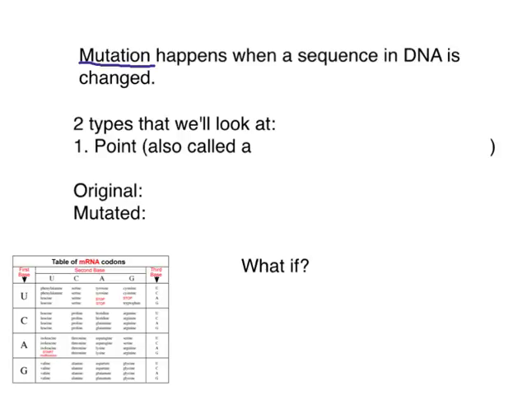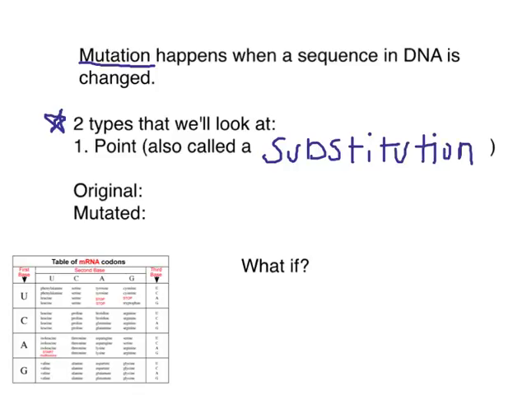There are two types we're going to look at, and I know your note sheet says 3. We're not going to worry about the inversion. The inversion is a different kind of mutation. We're not going to worry about it. We're only going to look at 2. The first is a point mutation, and the point mutation is also called a substitution.